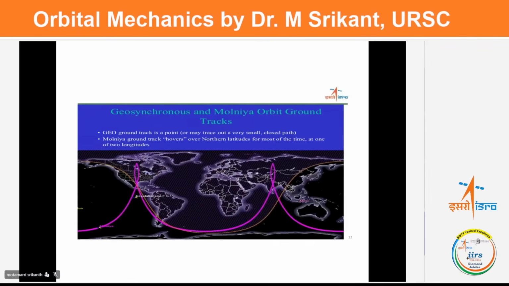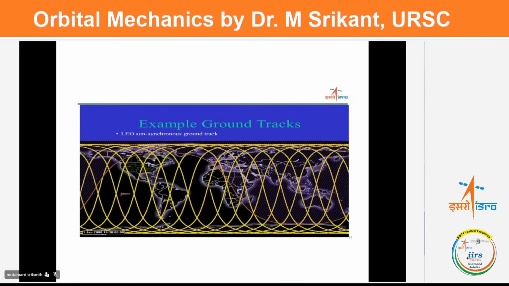Now coming to geosynchronous and Molniya type orbit tracks. The geosynchronous orbit track is a closed track. The Molniya orbit track hovers over the northern latitudes for most of the time at one of 2 longitudes. That's what I told you. So the pink one, you can see, is hovering at 2 longitudes. These are the regions it normally follows. Then you can see here, as I told you, ascending and descending are both there. The traces which are coming from north to south are descending, and those going from bottom to top are ascending. So this is how a typical low sun-synchronous orbit's ground tracks move.